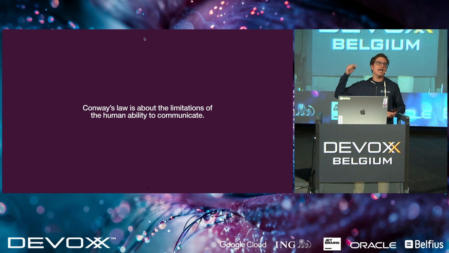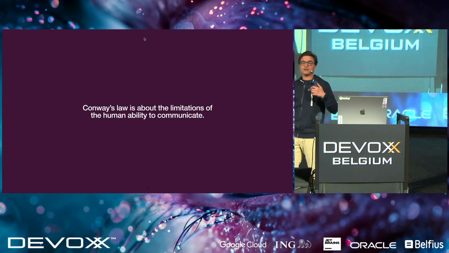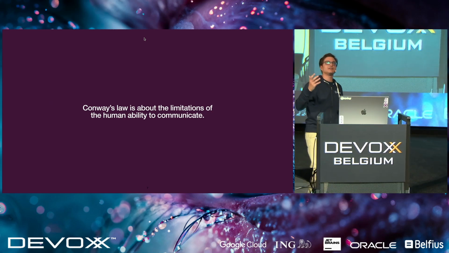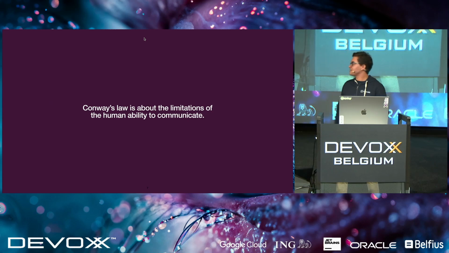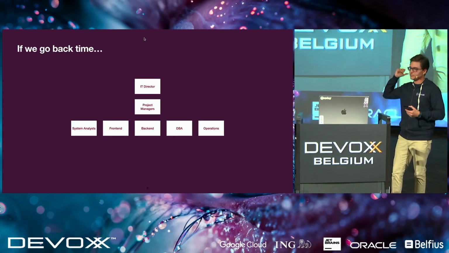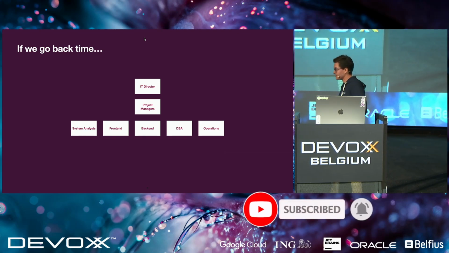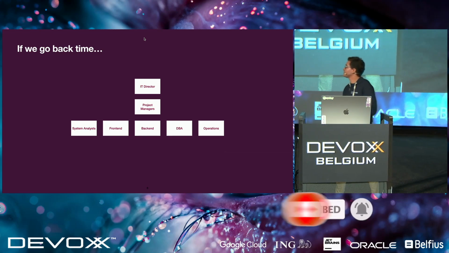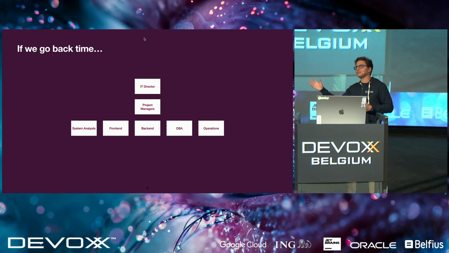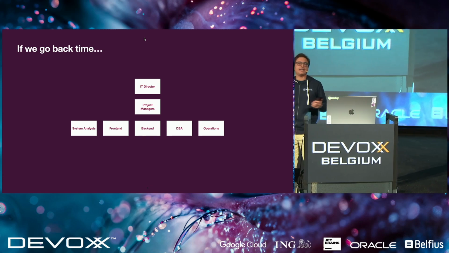So until we have an implant inserted into our brains where we can communicate through our minds, we're going to be facing this problem. And if you go back in time to traditional companies, and many companies still have this kind of structure internally, they were actually using the structure that they already had in these companies, right?